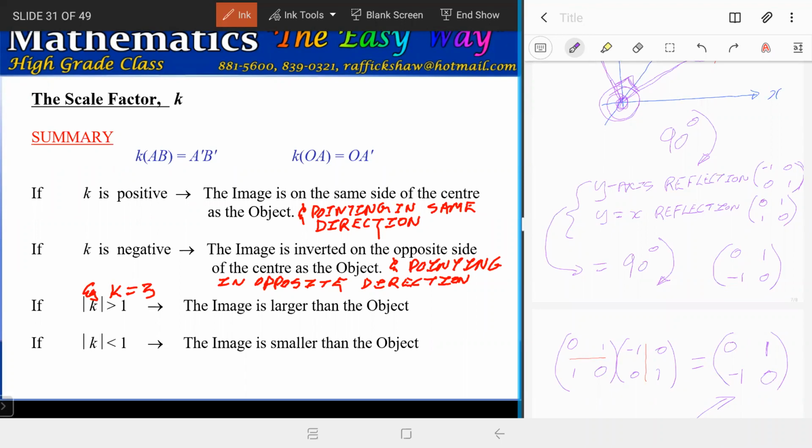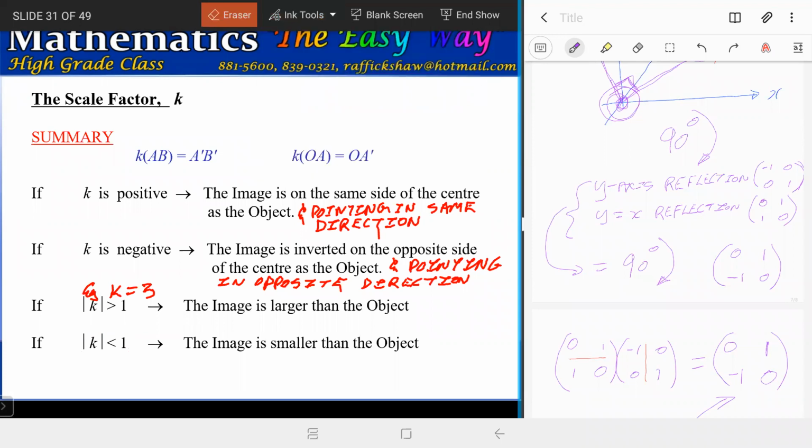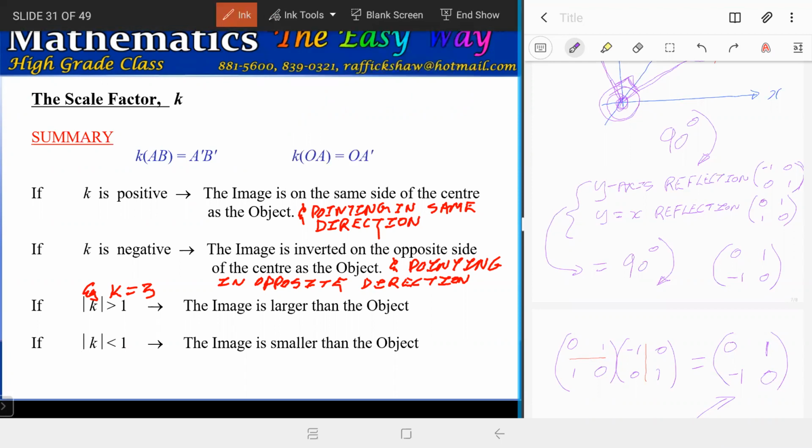And for this one, the value of the scale factor is less than 1, meaning like a fraction. That's what I mean by that. So an example for this one is K equals a quarter, or a half, or a third, or 3/4. So this up here is the example for this one down here.